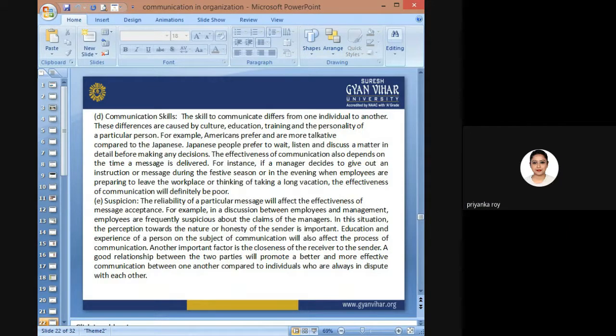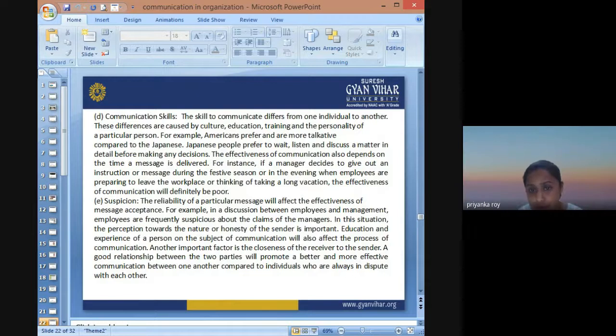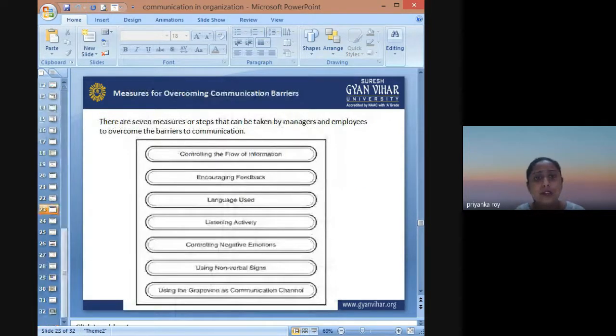So, education and experience of a person on the subject of communication will also affect the process of communication. Another important factor is the closeness of receiver to the sender. A good relationship between two parties will promote a better and more effective communication between one another compared to individuals who are in a dispute all the time, right? So the measures to overcome communication barriers, what are the measures we can see?